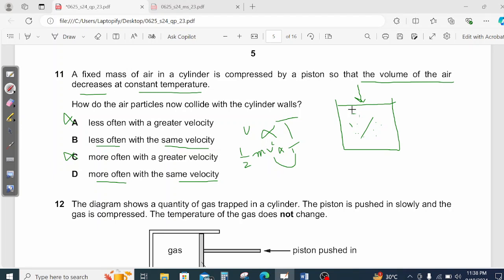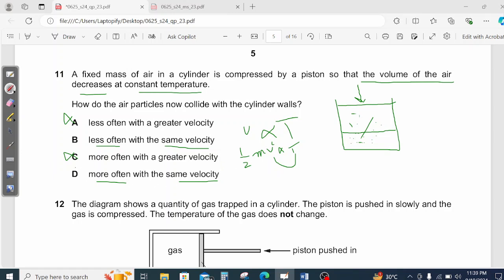When you initially did not compress the cylinder, the distance between the particles is larger, because the volume is larger. When you compress the piston, the particles come close to each other and the distance between the particles decreases. The property of gas particles is that they move randomly. As a result, due to less distance, their collisions increase.